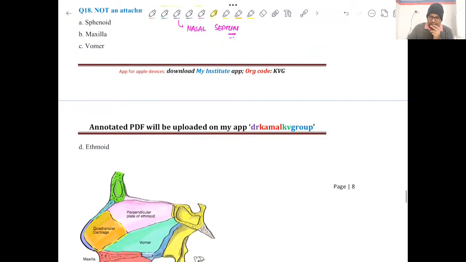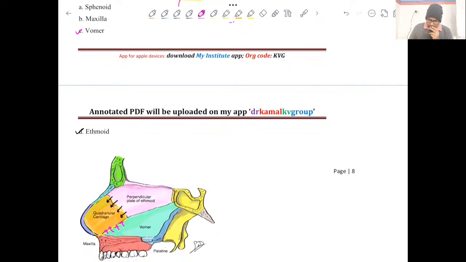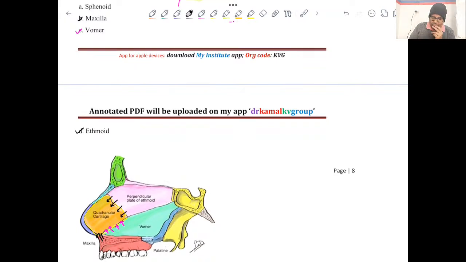Let us see which bones are connecting to this. On one side, this is perpendicular plate of ethmoid. Okay, so perpendicular plate of ethmoid, this is right. Then on the other side, you can see this is the vomer bone which is connecting. So vomer is also right. Then still lower down, you will see this is the maxilla. So maxilla is also attached. So ethmoid, vomer, maxilla. These are the three bones which are connecting here.